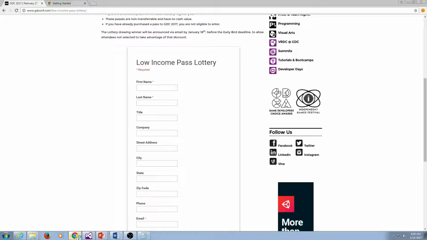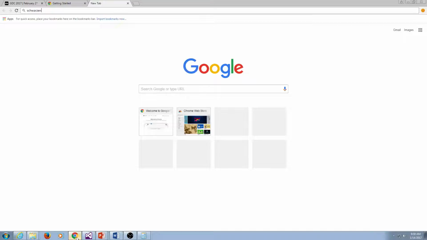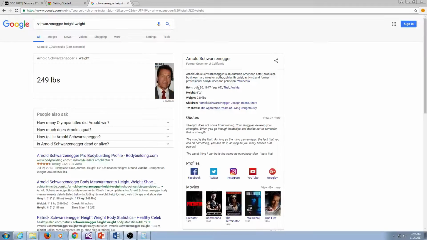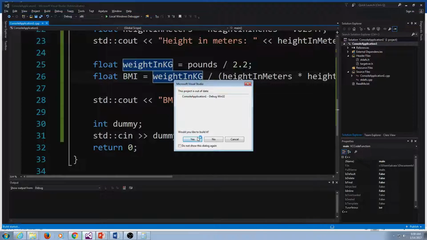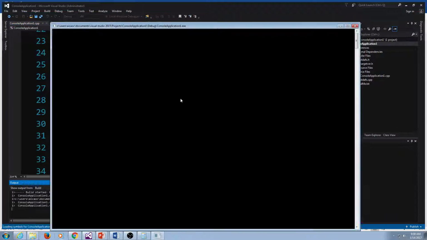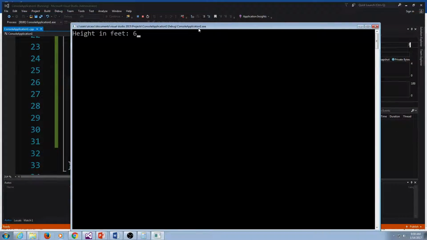I always want to know Schwarzenegger's height. He is 6'2", 249. All right. So we're going to put in Schwarzenegger's height and weight. His BMI, 6'2", 249. His BMI is 32.0366, which I think says that he's obese.